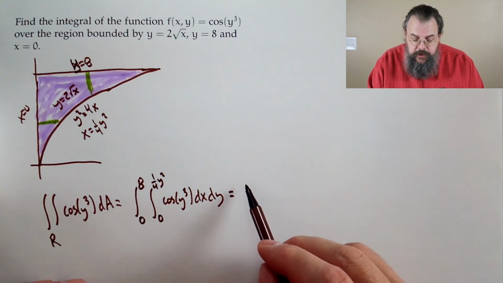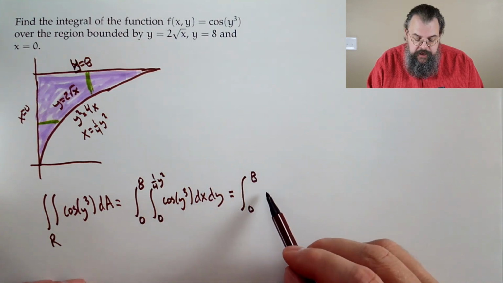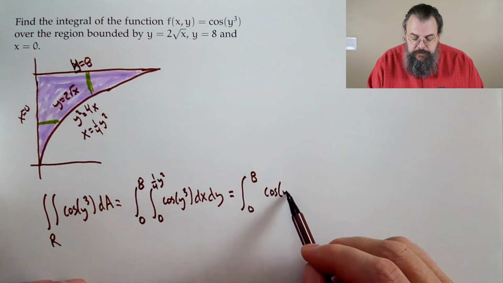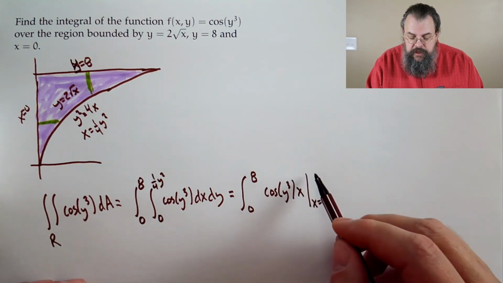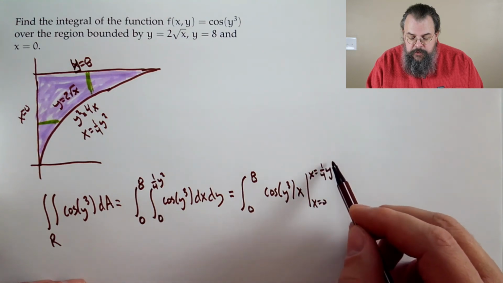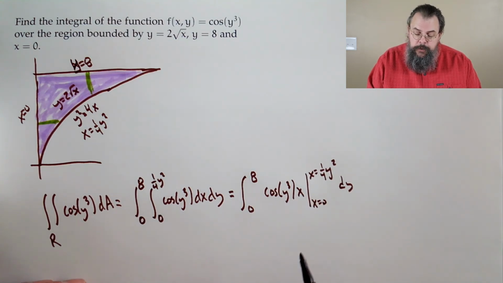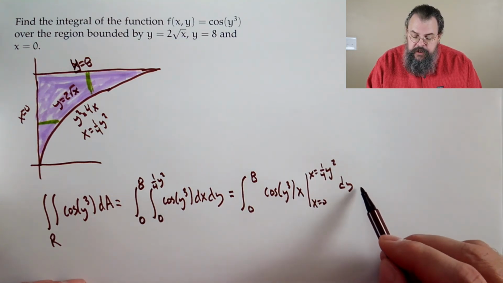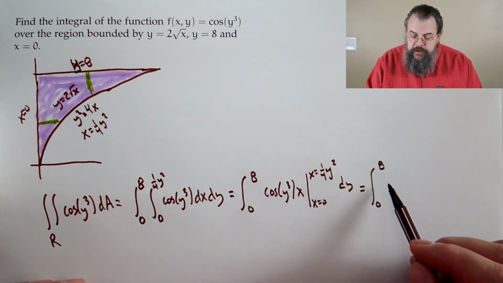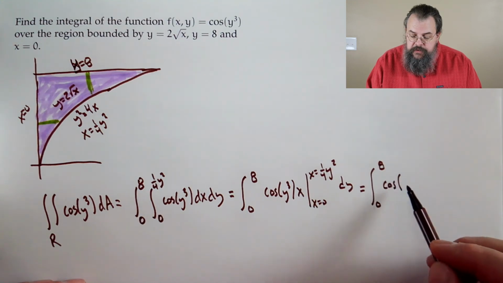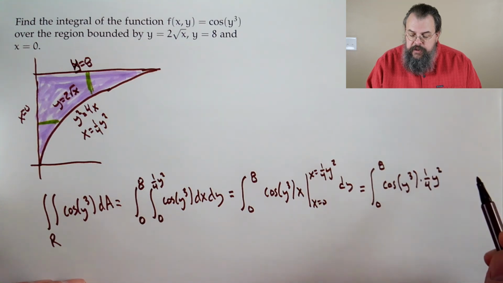All right, so this is going to become integral 0 to 8. We can integrate with respect to x, no problem. So saying cosine y cubed x, evaluate x equals 0 to x equals 1/4 y squared dy. And we plug this in, and we say, look, this is going to be integral 0 up to 8, and then we're going to have cosine of y cubed times 1/4 y squared dy.